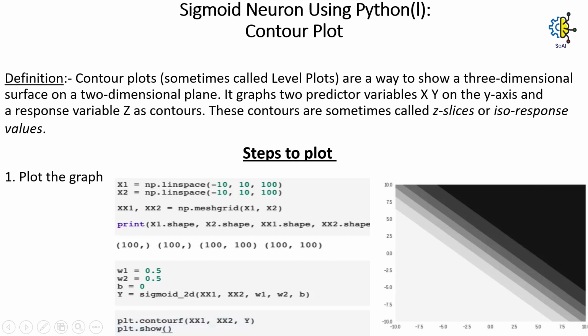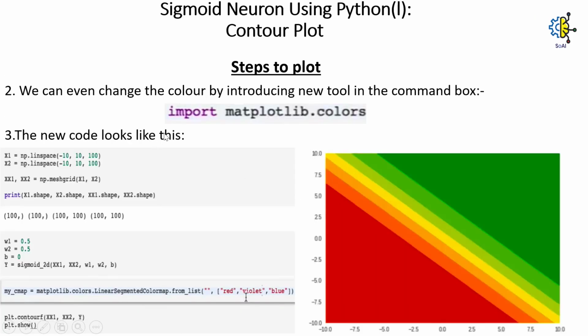You can see this here. The second step is we can even change the color by introducing a new tool in the command box. Here we are going to import another file as matplotlib.colors. The new code looks like this. You can see this is the same code as the previous one, and the line after that is my_cmap, which is a variable, and it will store red, violet and blue colors.